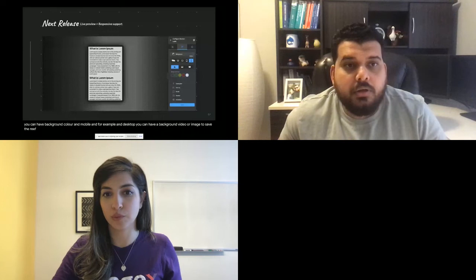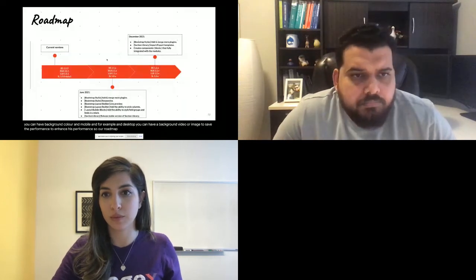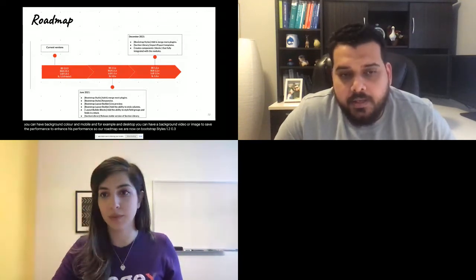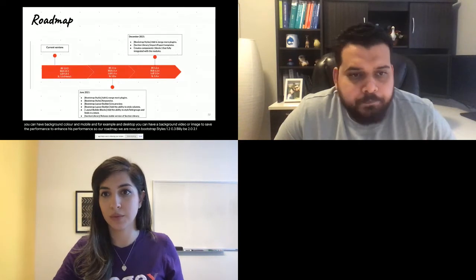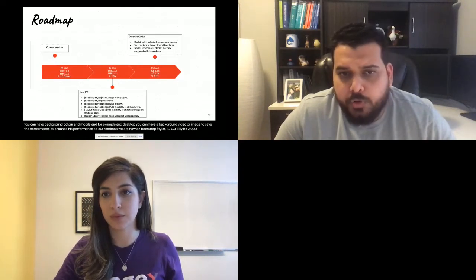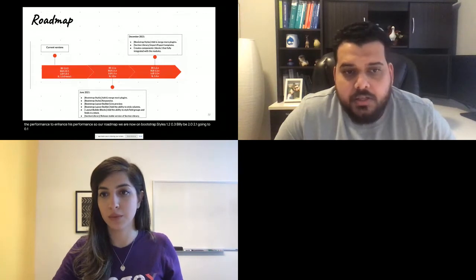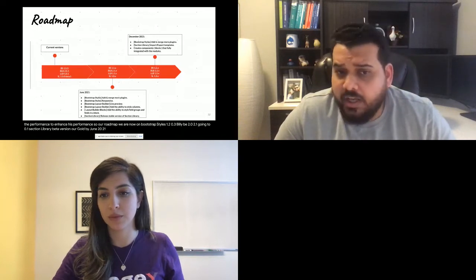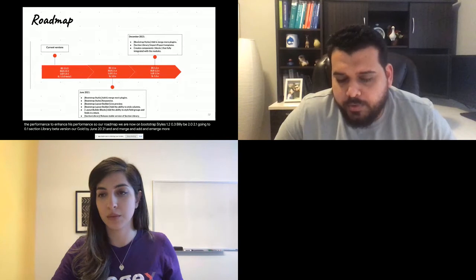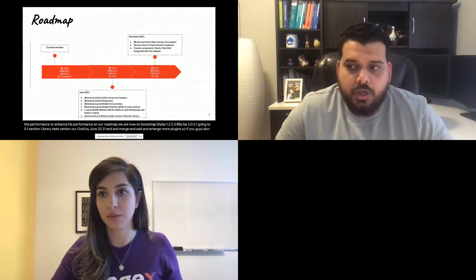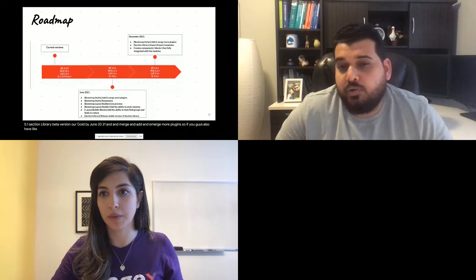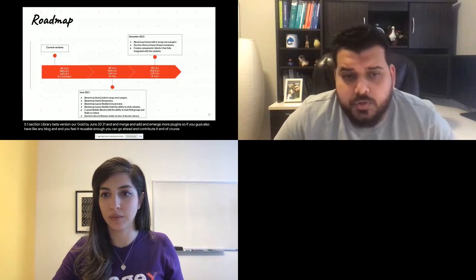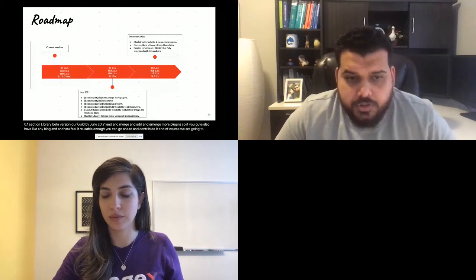So our roadmap: we are now on Bootstrap Styles 1.0.3, BLB 2.0.1, Layout Builder Blocks 1.0.1, and Section Library beta version. Our goal by June 2021 is to add and merge more plugins. So if you guys have any plugin and you feel it's reusable enough, you can go ahead and contribute it. And of course, we are going to include it if it's a general case.